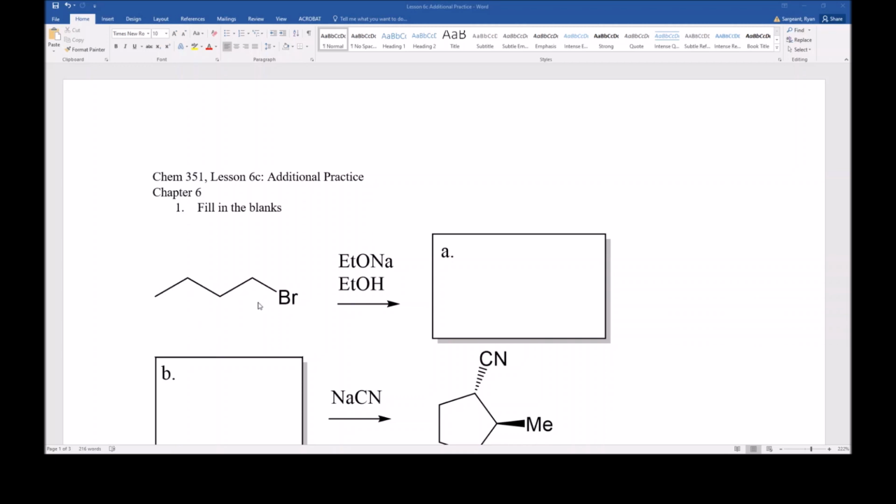And this is the reaction of an alkyl halide with ethoxide. That sodium is a spectator ion and the ethanol is just the solvent. This is a common pairing. When you have a nucleophile like ethoxide that also is a strong base, it is common to pair that strong nucleophile, strong base, with its own conjugate acid.